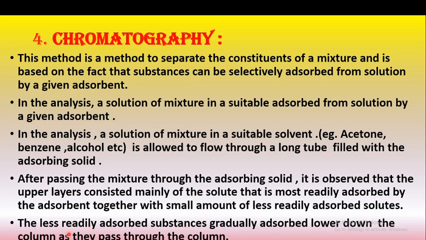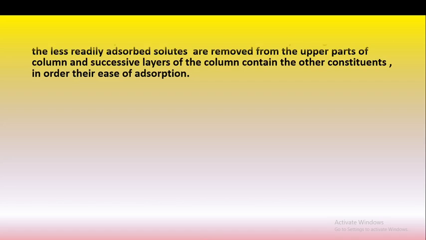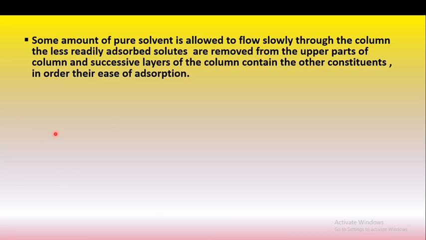This means the more readily adsorbed substance is present at the upper side of the column, and the less readily adsorbed substance gradually passes lower down the column as it moves through. Simply, the most readily adsorbed compound is at the upper side of the column, and the least readily adsorbed is at the lower side. So some amount of pure solvent is allowed to pass slowly through the column.